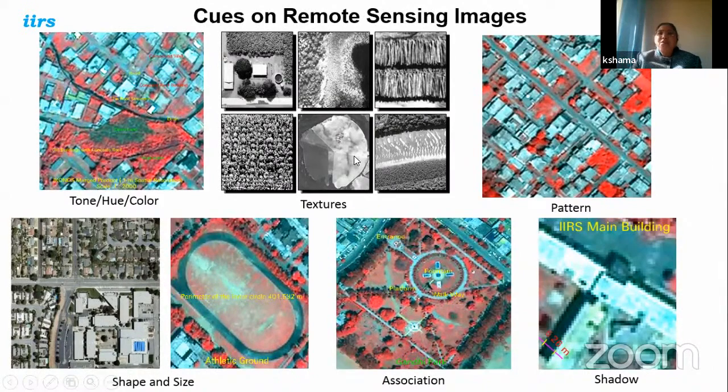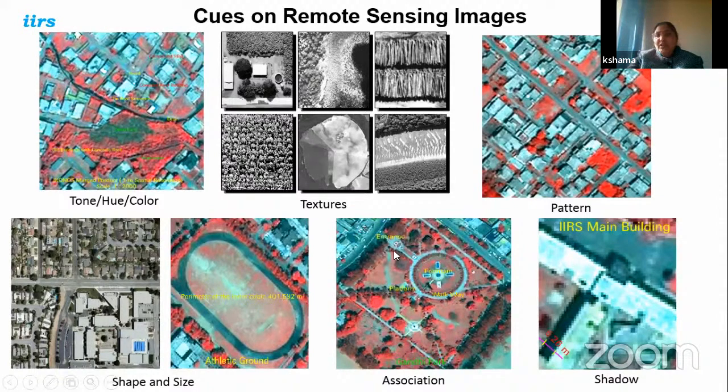Then there are different kinds of textures, like coarse texture, medium texture, smooth texture. I'll give some examples. Then there is pattern, or basically the arrangement of your objects. So here this pattern itself shows that this is a plant development area. And then shape and size. You can see the difference in shape and size of the objects. That also helps you to identify different objects. Then shape: some natural and man-made objects have peculiar shapes. So those shapes also help us to identify.